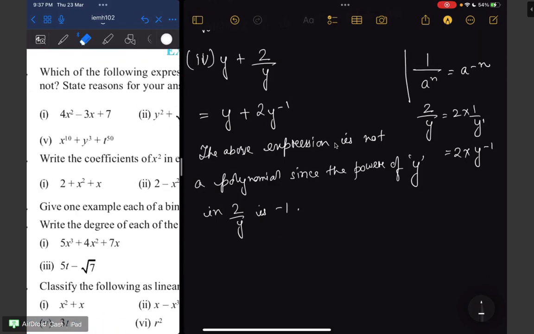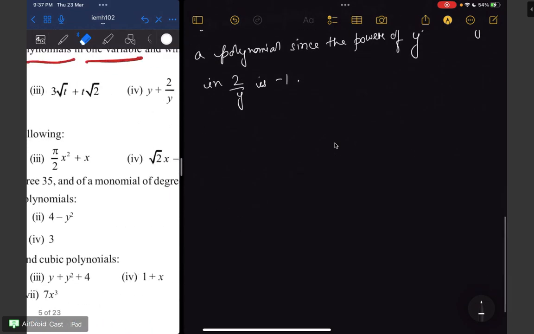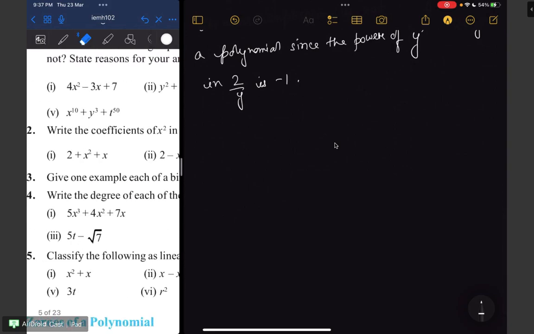It's the last sum of identifying whether something is a polynomial or not. Okay, so it is number 4, which says x to the power 10 plus y cube plus t to the power 50. Now here, is it a polynomial? Yes, because the power of the variables x, y and t are whole numbers, because the powers are 10, 3 and 50 respectively. But what is asked in the question?